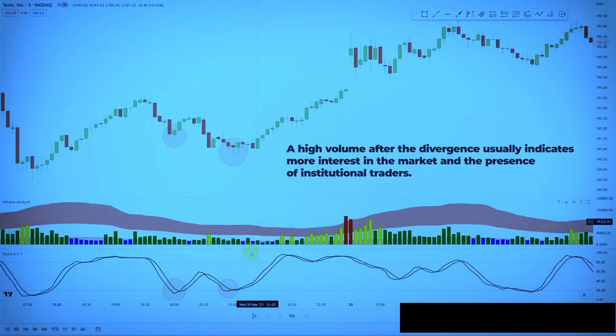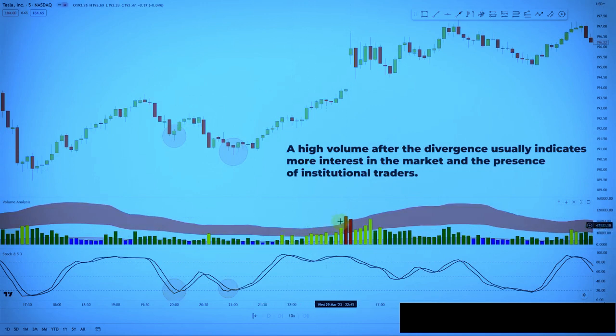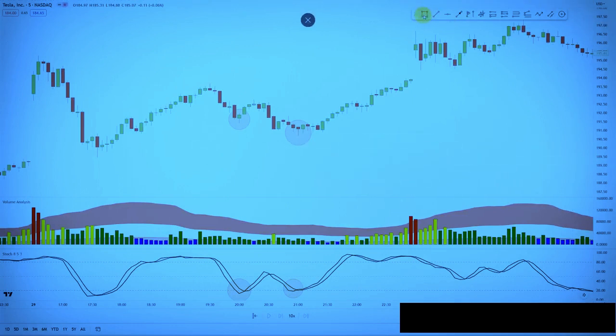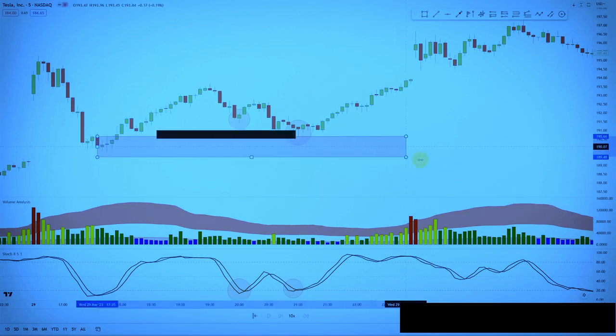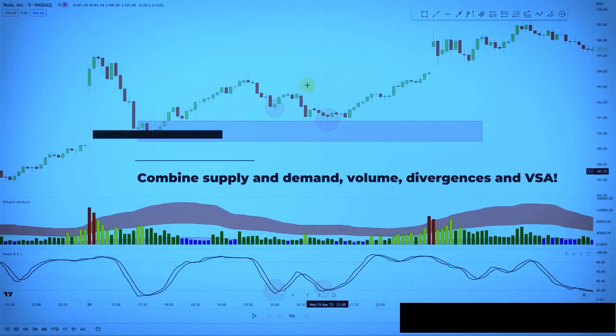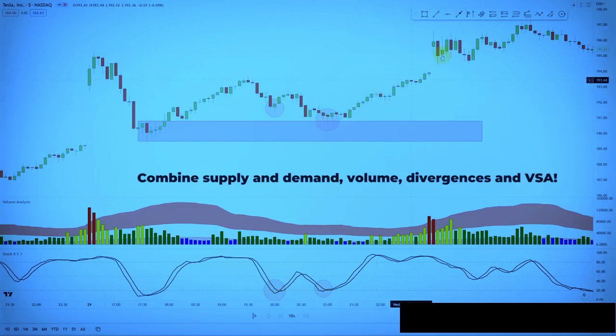A high volume after the divergence usually indicates more interest in the market and the presence of institutional traders. A divergence confirmed by a rising volume represents one of the safest trades. I hope you see how supply and demand, volume, and divergences are interconnected. I know that many day traders are dismissing divergence signals, but from my experience, combined with other leading tools, they can offer very reliable day trading setups.